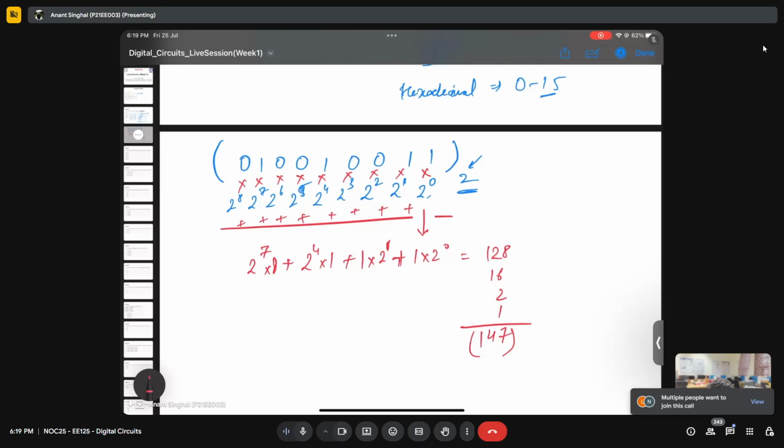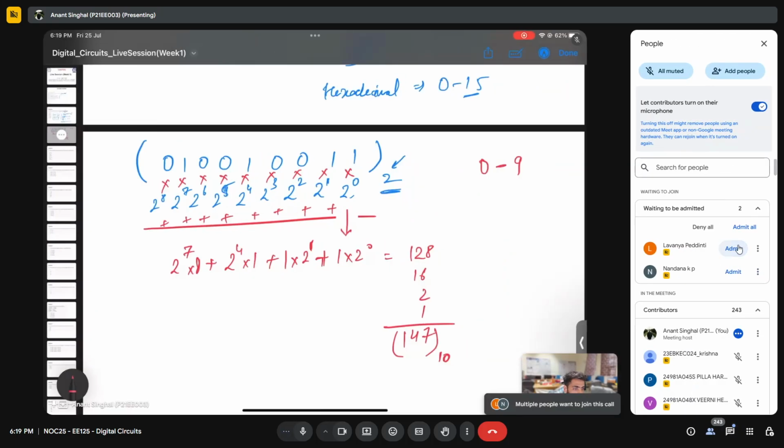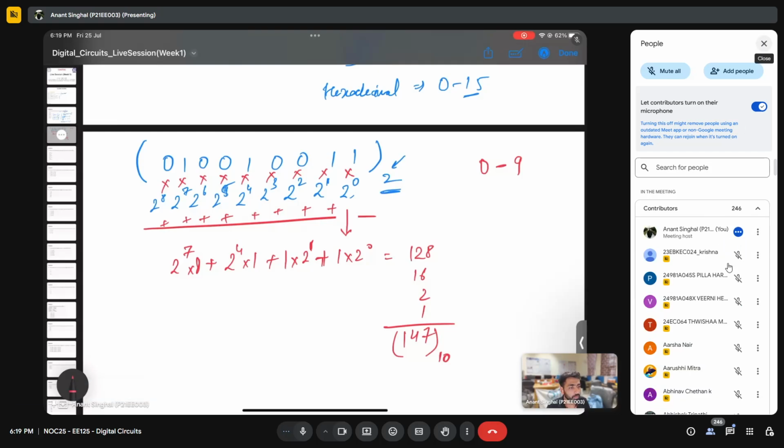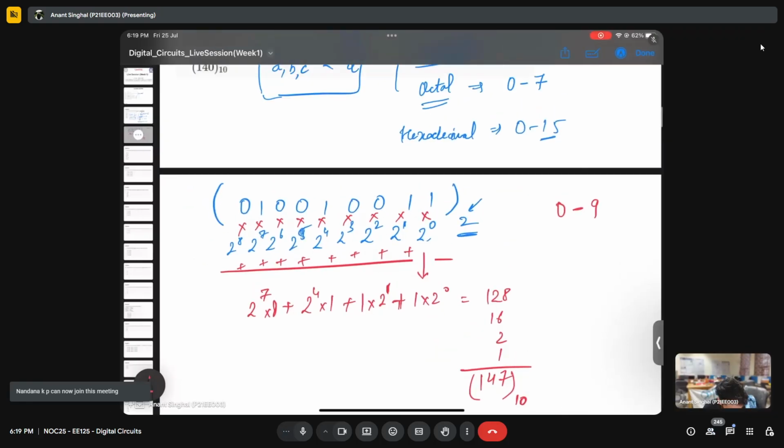So as you can see, we have converted to the decimal base, and the decimal base is always 10, because in decimal we have numbers spanning from 0 to 9. I hope this is clear, because these are very basic concepts that you already need to understand. Is it clear to everyone, this particular problem?